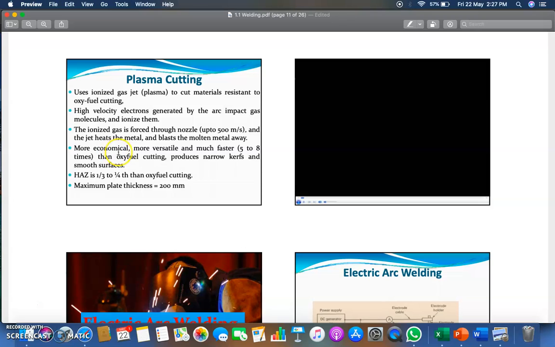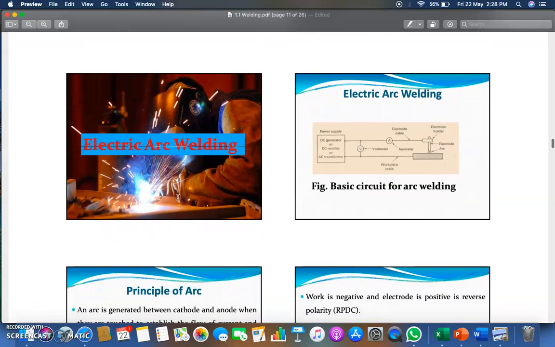Plasma cutting is more economical, more versatile and much faster, 5 to 8 times faster than oxy-fuel cutting. It produces narrow cuts, and a smooth surface, meaning the quality of finish is much higher compared to oxy-fuel cutting. The heat affected zone (HAZ) is 1/3 to 1/4 of that of oxy-fuel cutting, meaning a very small heat affected zone. Maximum plate thickness is 200 mm. So this is all about plasma cutting.